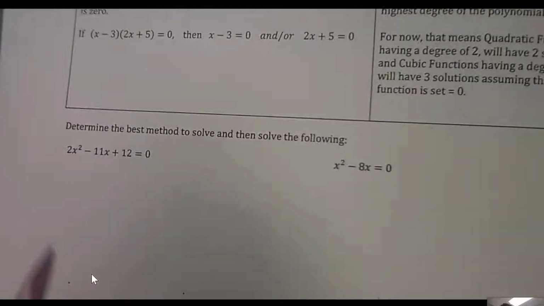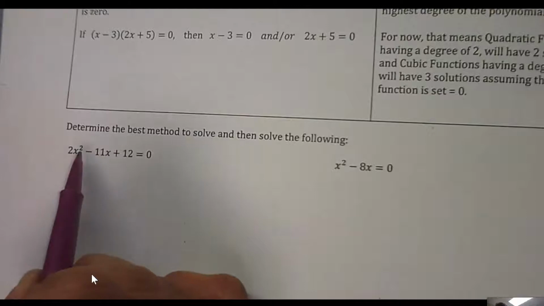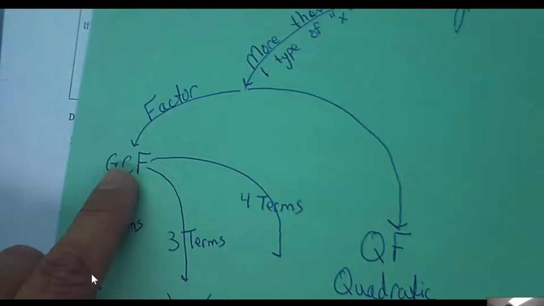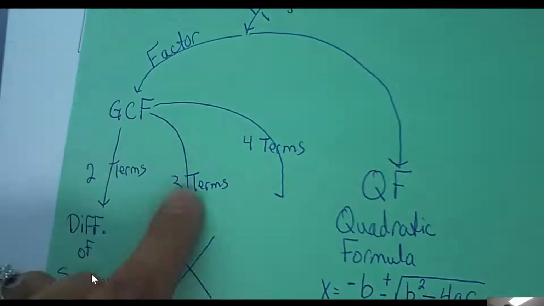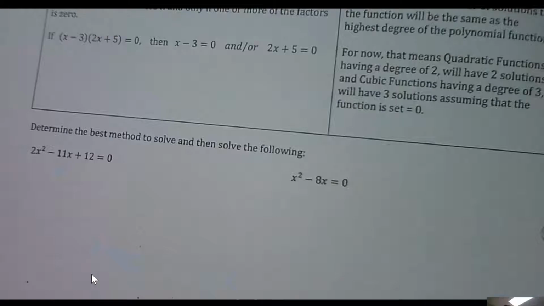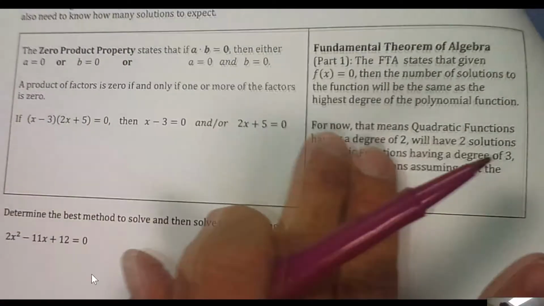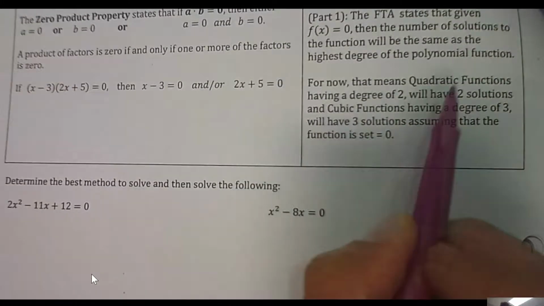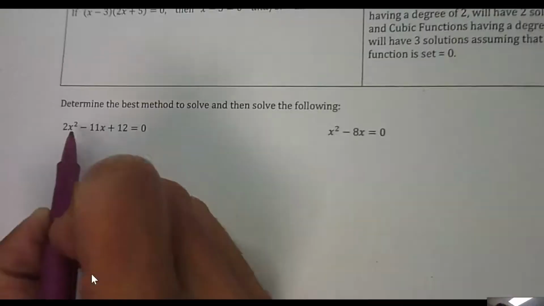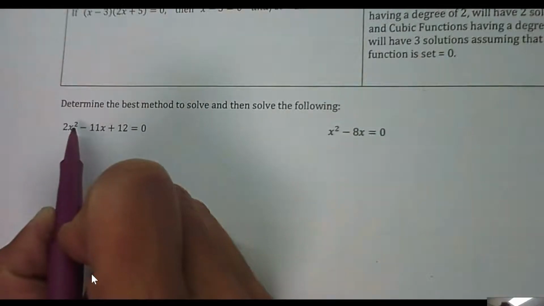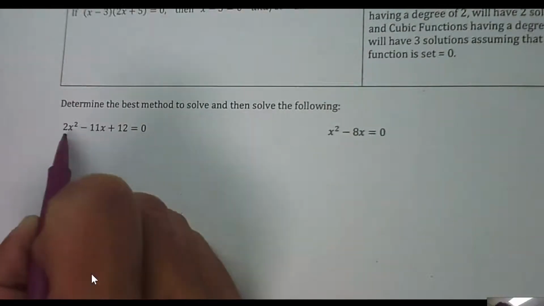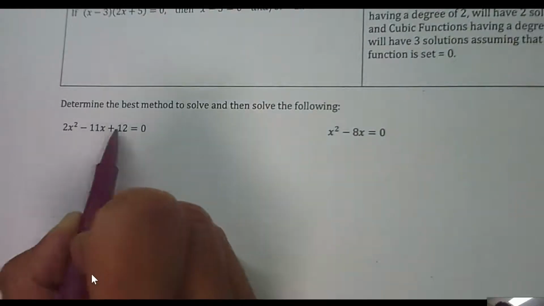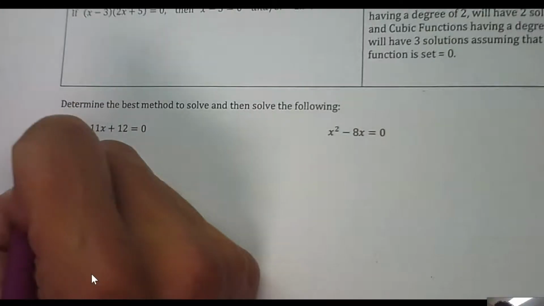But the first thing I'm going to check is this one. I see more than one type of x, which means I am going to try to factor. I'm going to do a GCF, and then since there are three terms, I'll go for the x. The other thing, summing up what's up here, is I should expect to know how many answers I have. This box says the fundamental theorem of algebra: whatever your highest degree is tells how many answers you should have. So I will be getting two answers from this, and the first thing I'm going to look for is a GCF I can factor out of all three, and there's not.